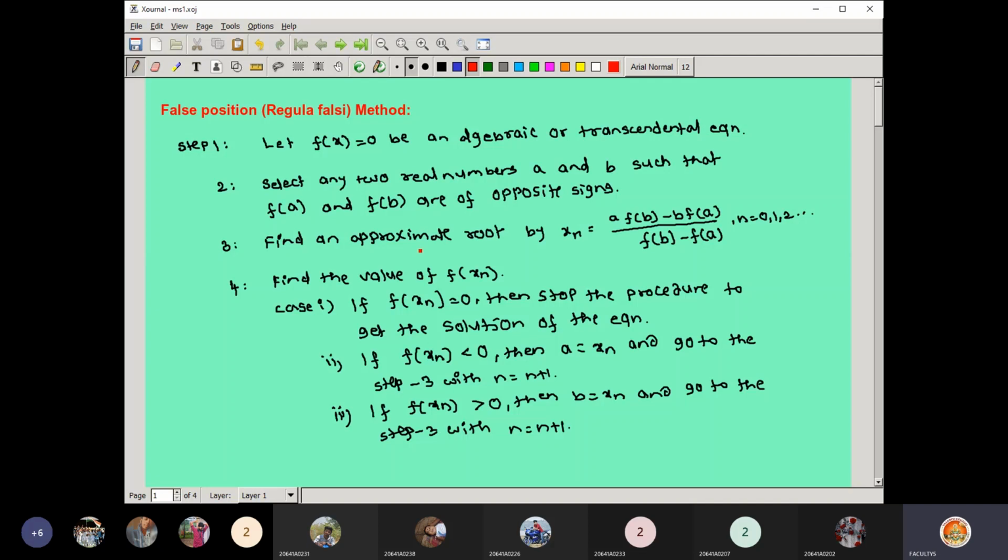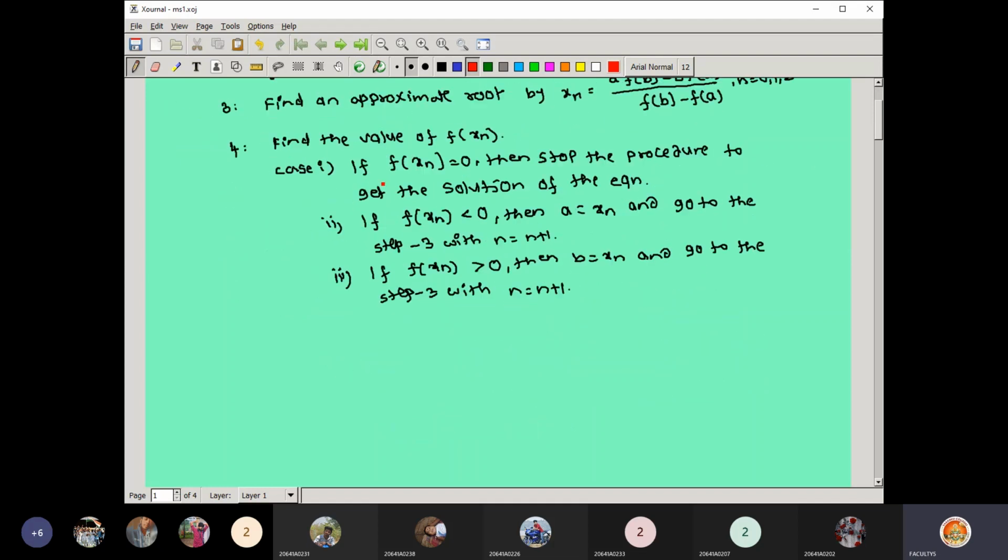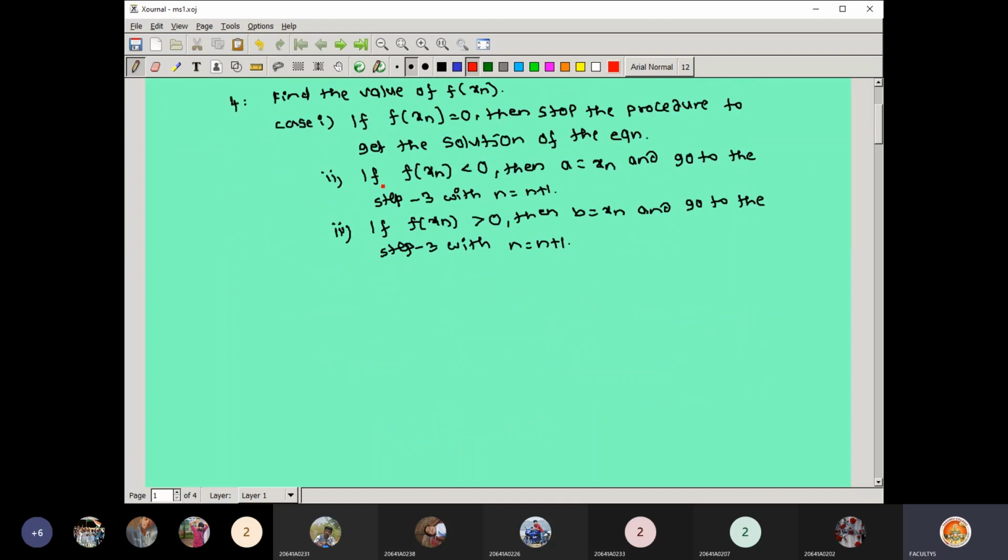It is almost similar to the bisection method; only the calculation of the approximate root is different. Now write down the first problem so that you can understand the complete procedure.